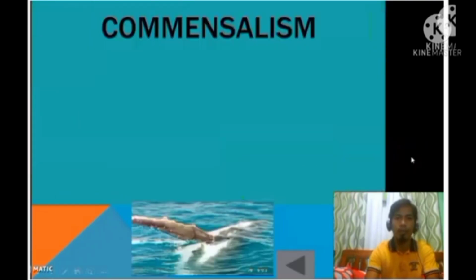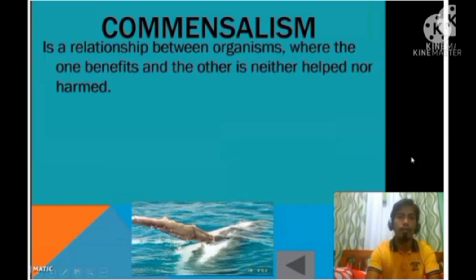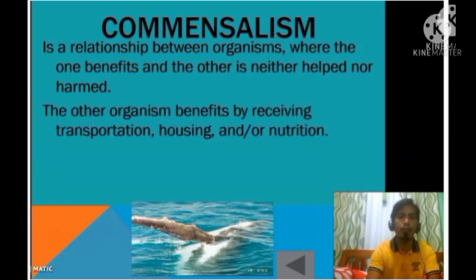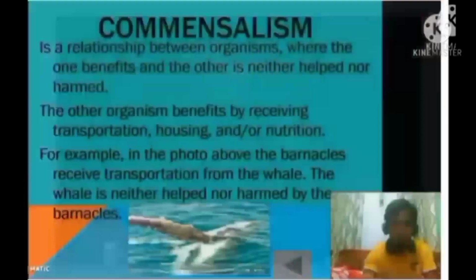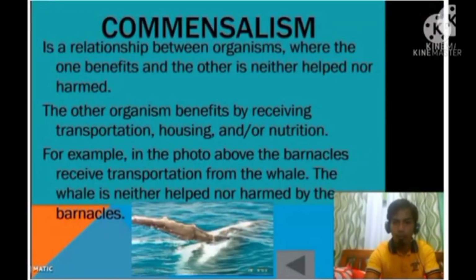So commensalism is a relationship between organisms where one benefits and the other is neither help nor harm. So in other words, the organism benefits by receiving transportation, housing, or nutrition. So in this example, the photo below, the barnacles receive transportation from the whale here in its fin.